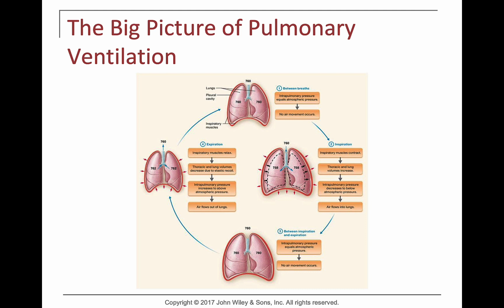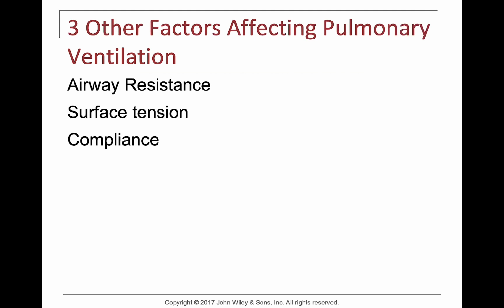Then if we look to the figure on the far left, if we quietly exhale, so we are lowering the volume of the chest cavity by relaxing the external intercostals and the diaphragm, notice that the intrapulmonary pressure increases to 762, above atmospheric pressure, so air flows out of the lungs. Other factors that affect pulmonary ventilation are airway resistance, surface tension, and what we call lung compliance.